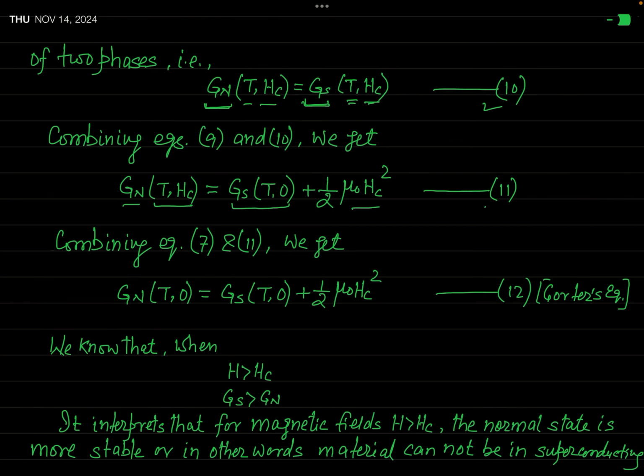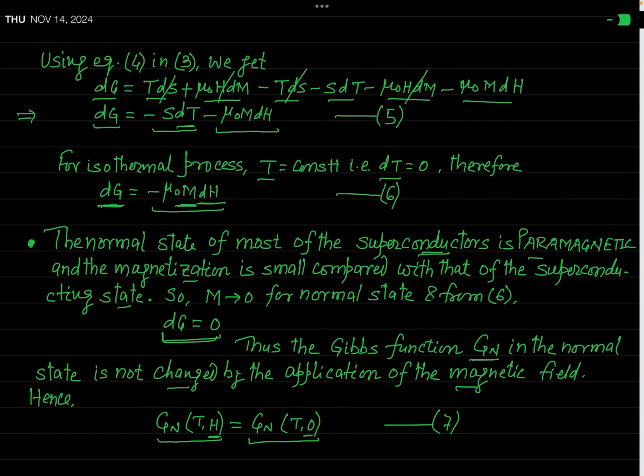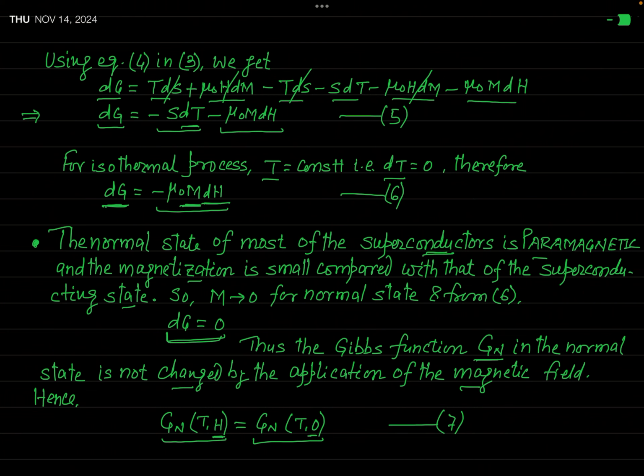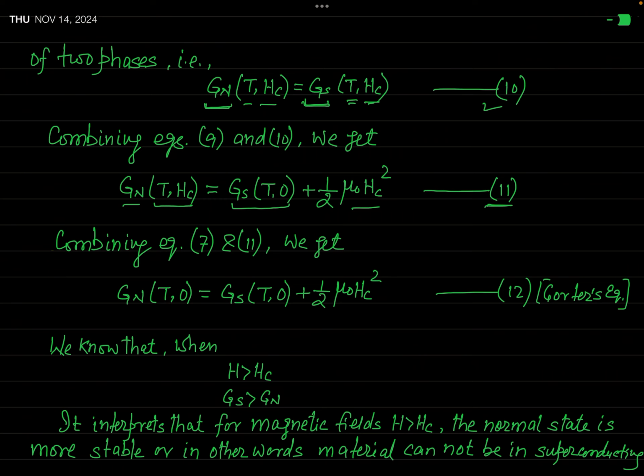Now we will also combine this equation 11 with equation number 7. You can see here Gn at temperature T and field 0 is equal to Gn at temperature T and field H. So in this equation 11, this Gn at field Hc can be replaced by Gn at temperature T and field 0. So finally we get that Gn at temperature T and field 0 is equal to Gs at temperature T and field 0 plus half mu naught Hc squared.